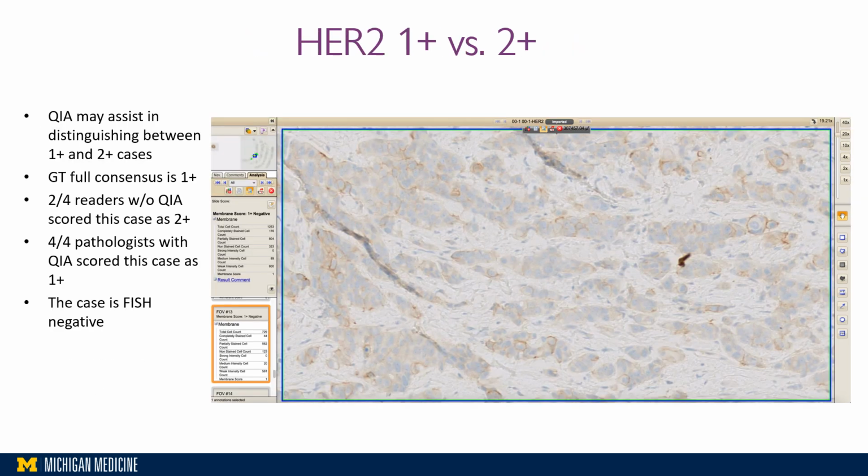In a specific instance, we have a case where the ground truth, or the consensus, is 1+, and in the absence of quantitative image analysis we saw variation in interpretation. 2 out of 4 pathologists scored this case as 2+, indicating a higher staining intensity, as you see here. Now when we brought the quantitative image analysis into the picture, an interesting shift occurred. All 4 pathologists were in unanimous agreement, scoring this case as 1+, perfectly aligning with the ground truth.